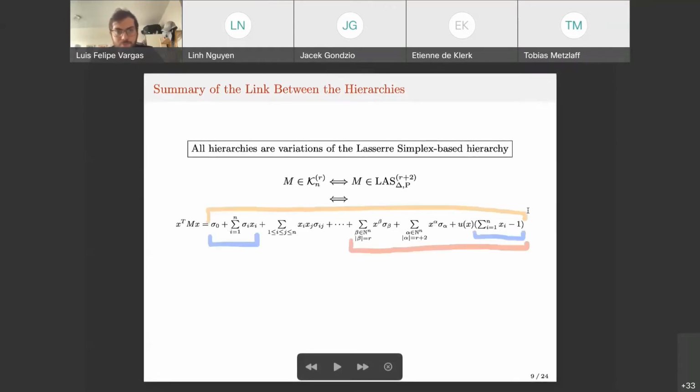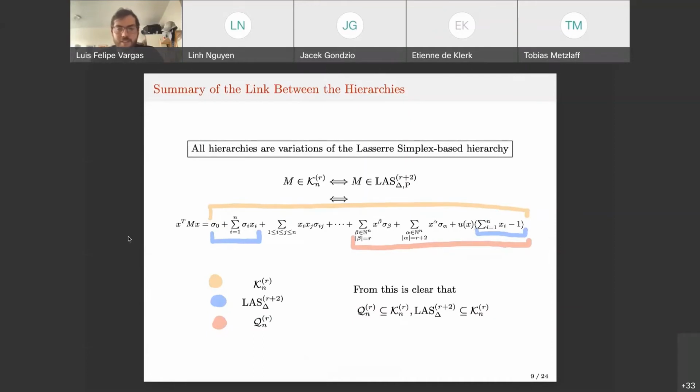Okay, so the yellow is the K^n_r. So K^n_r involves all terms. M belongs to K^n_r if such a representation exists using all terms. And the Lasserre hierarchy is using just the first sum of squares and the sum of squares with xi. And the Q^n_r cone is using the other part of the squares, like the monomials with x to the beta, when beta is of size r, and alpha is of size r+2. So this is what I mean by these being variations of the Lasserre simplex based hierarchy. And from this it is clear that Q^n_r is containing K^n_r, and that the Lasserre simplex based cone is containing K^n_r.